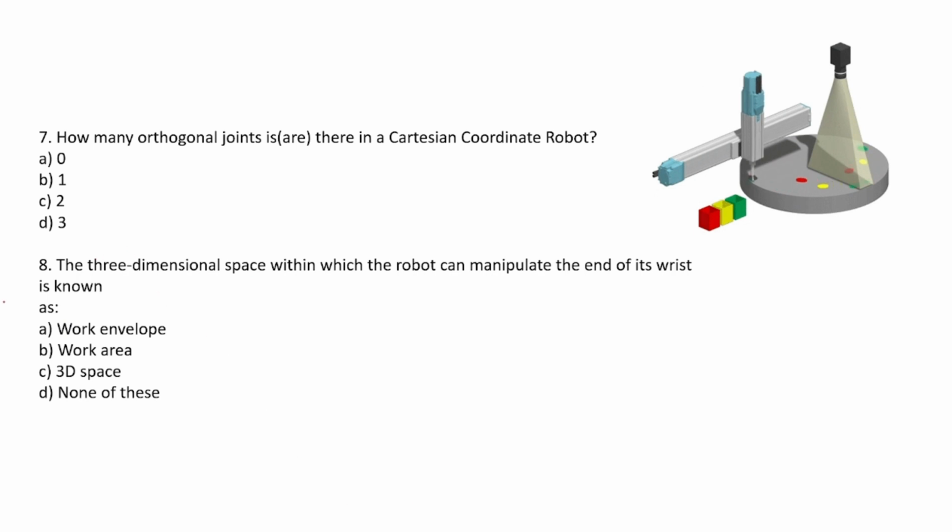Okay, so the question here is: how many orthogonal joints are there in a Cartesian coordinate robot? So the right option will be 2.